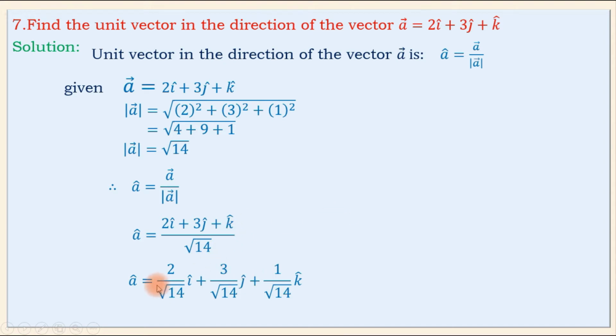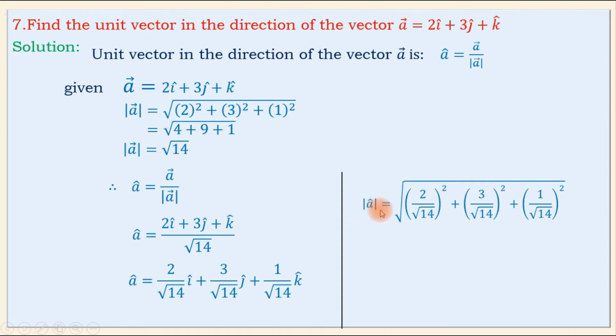Since magnitude of unit vector is 1, we can verify magnitude of A cap, that is magnitude of A cap equals square root of 2 by root 14 whole square plus 3 by root 14 whole square plus 1 by root 14 whole square. Then this becomes square root of 4 by 14 plus 9 by 14 plus 1 by 14. Hence, root of 14 divided by 14, that is equal to 1.